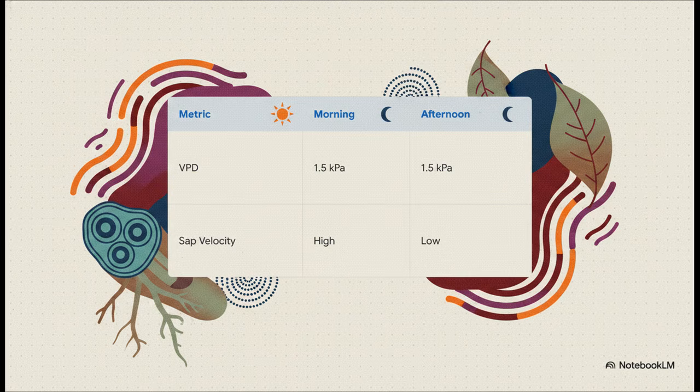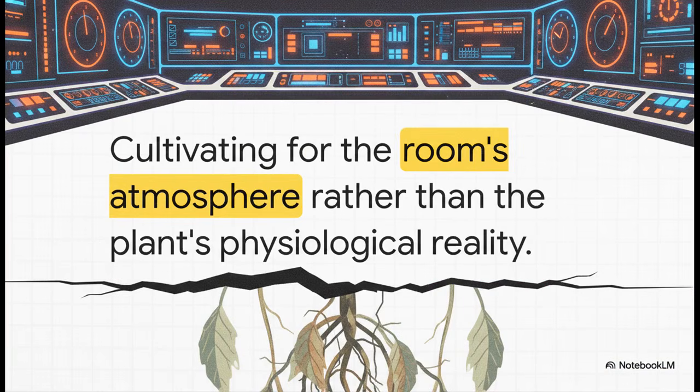But if we have that exact same 1.5 kilopascals of VPD in the afternoon, the sap velocity crashes. The atmospheric demand is identical, but the flow is entirely different because the plant is actively restricting its transpiration due to declining water potential over the course of the day. So, the absolutely crucial point here is what we call the great decoupling. Standard VPD dashboards are actually blind to the plant's true hydraulic status. You might have the perfect room, but a completely stressed, shut-down plant.